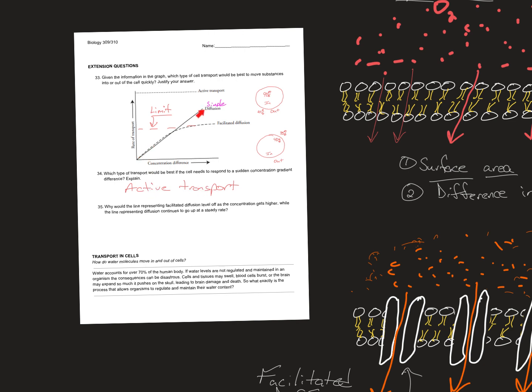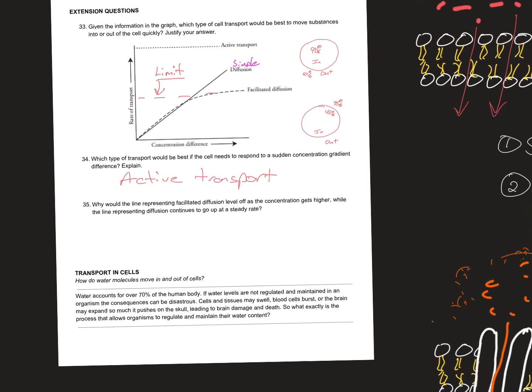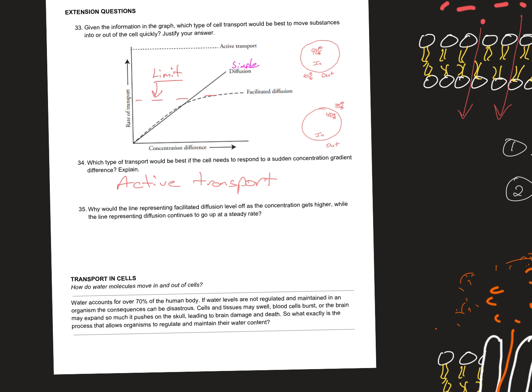That being said, if there's a large difference, simple diffusion would be nice. But if there's a small difference in the concentration on each side of the membrane, then any kind of passive transport would be slow. But active transport's always high. So given these conditions, I would say active transport, because it is a fast transporting method, always, where the others depend on concentration.